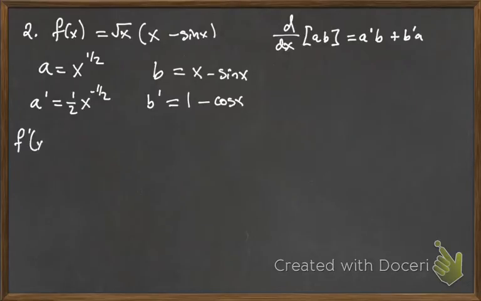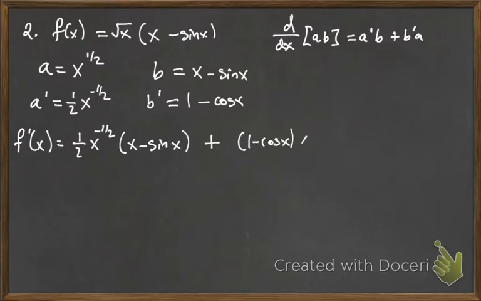So when we take the derivative, it is going to be a prime b plus b prime a. Okay. So if you can get that far, that's great.